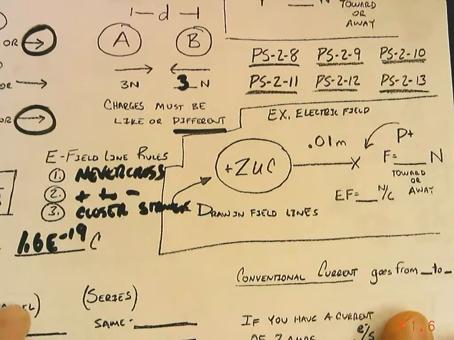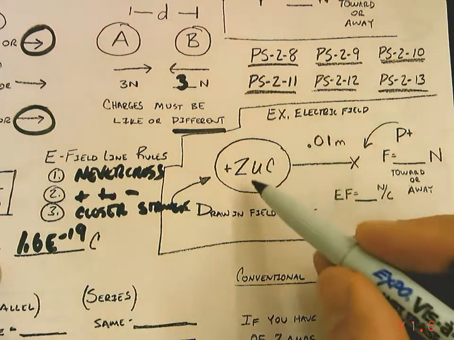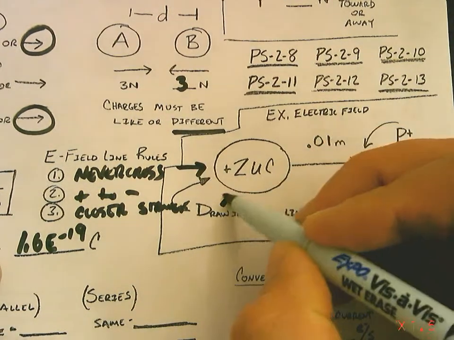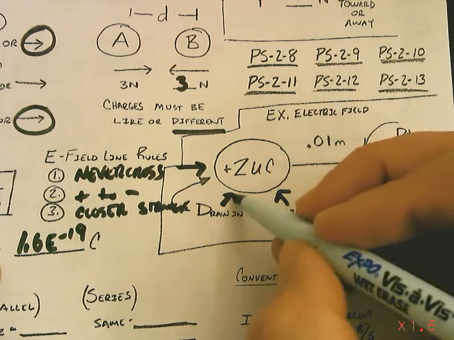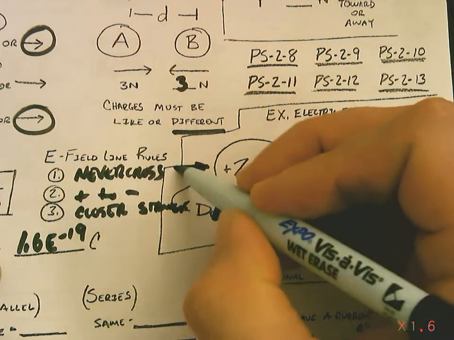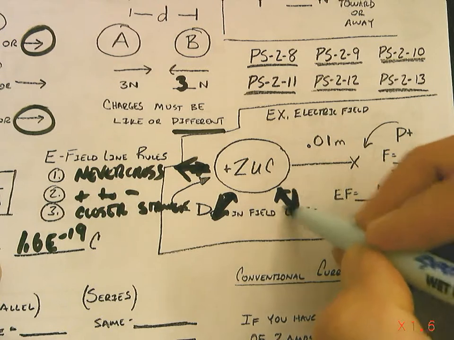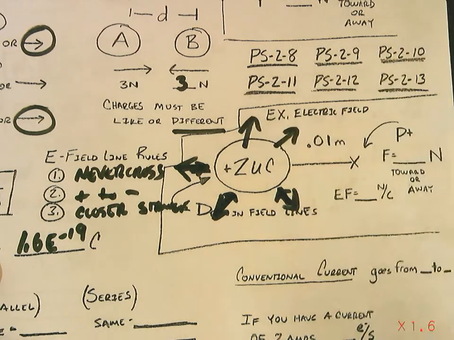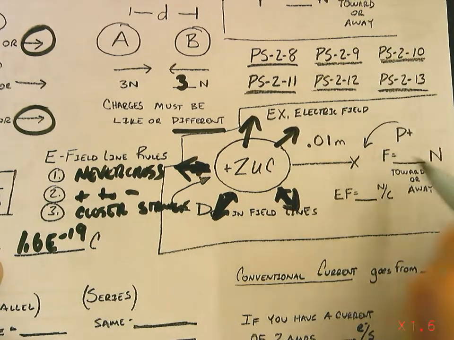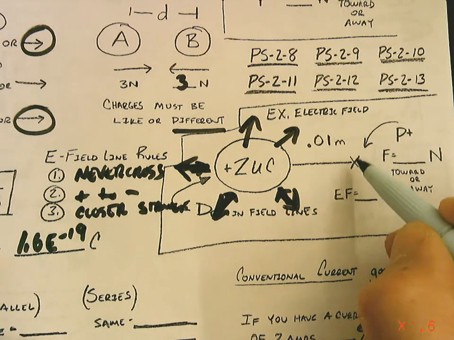So here's our example electric field problem. So we have a charge in space. The field lines are going away because it's positive. Oh, away, I mean. I lied. Away. So they go away. And then we're going to slap down a proton right here at x marks the spot.